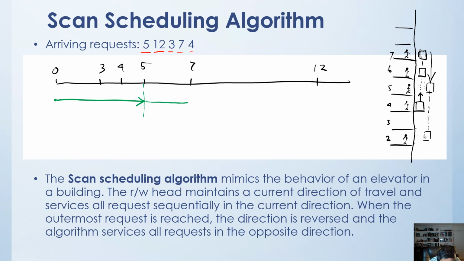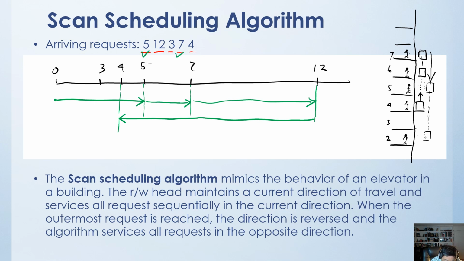The next one is going to be 7, and then the next one is going to be 12. So 12 is the outermost request, right? There's no more request after 12. So then the read and write head starts to change direction. It just moves back. The next one is request 4. So it travels from 5, 7, 12, and then 4, and then continues to travel to 3.